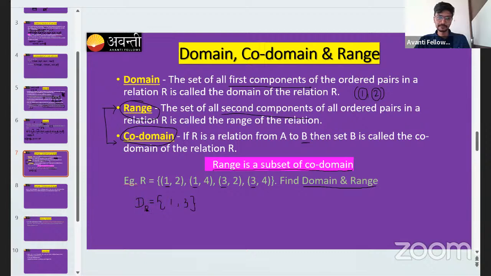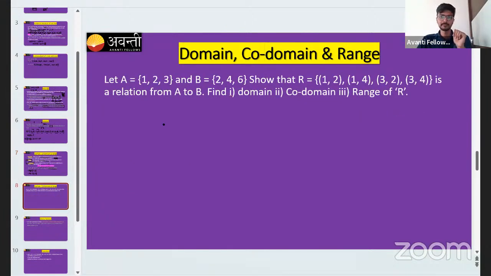D_R. What does this subscript R denote? Domain of the relation R. So the range of R will be the set of second elements. The second elements are 2, 4, 2, 4, and again I need not repeat them, so it will be 2, 4. So this is the domain and this is the range. I hope you are clear. Let's move on to the next part.